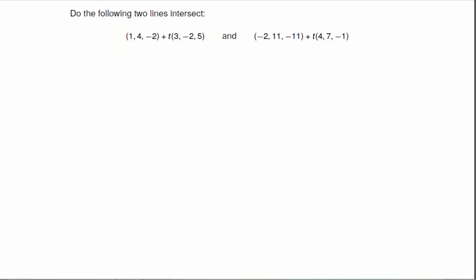This one wants to know if the two lines intersect. So instinct might tell you to just set them equal to each other and solve. And while you have the general idea right, we do have to make some changes. These two lines are going to intersect at a single point. The value of t in this first equation may not necessarily correspond to the same value of t for the second equation to get that same point.